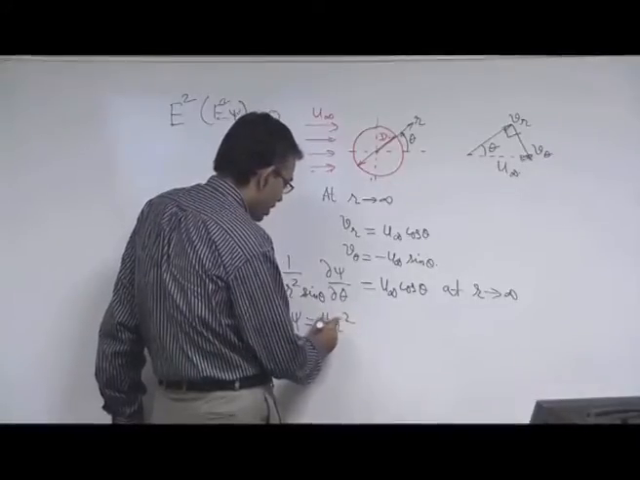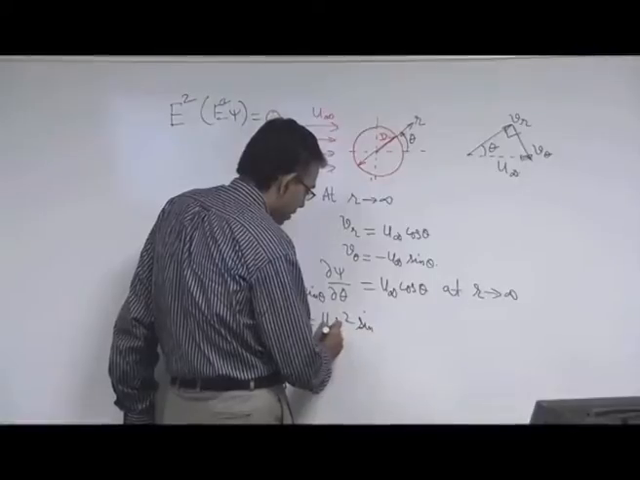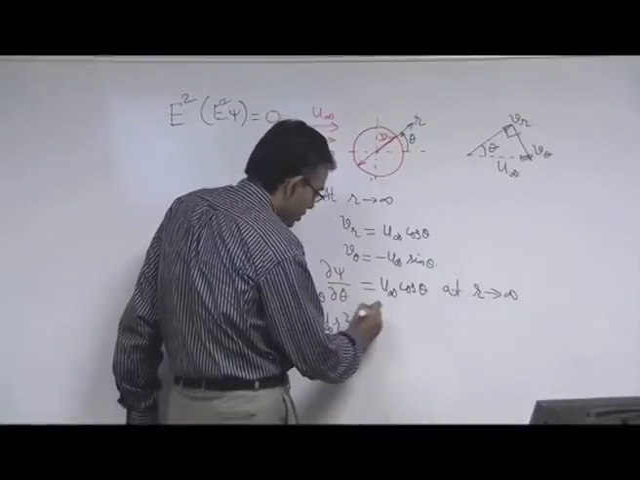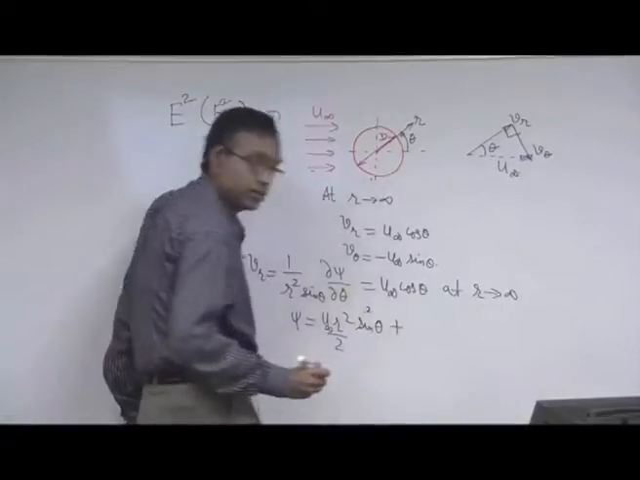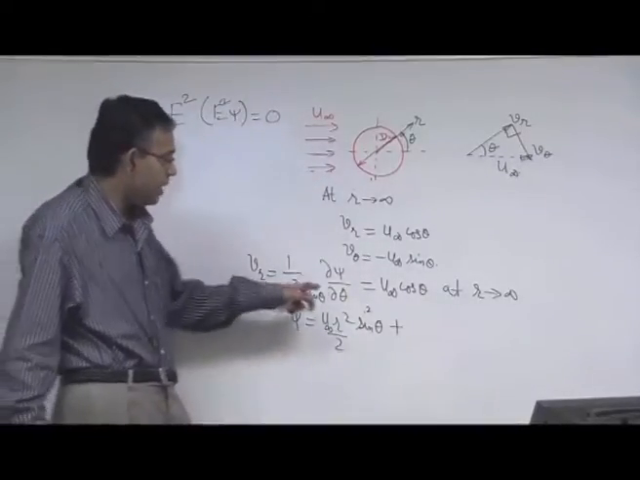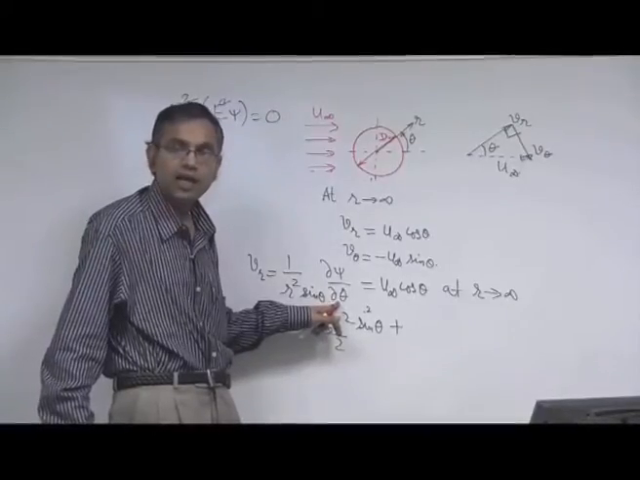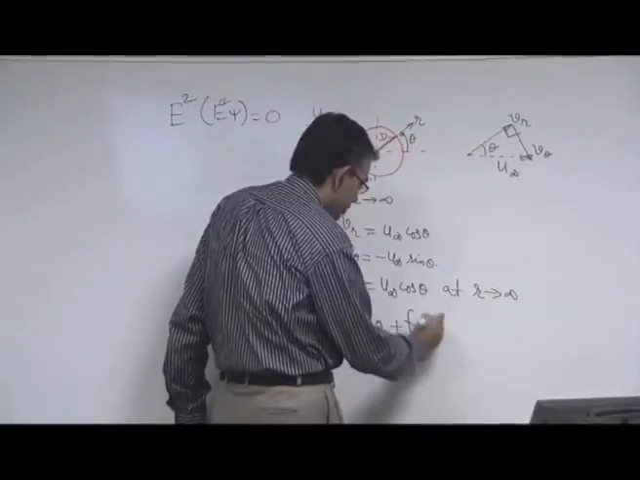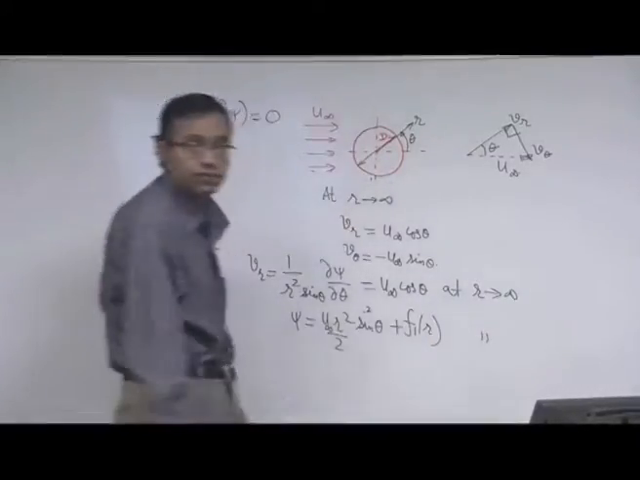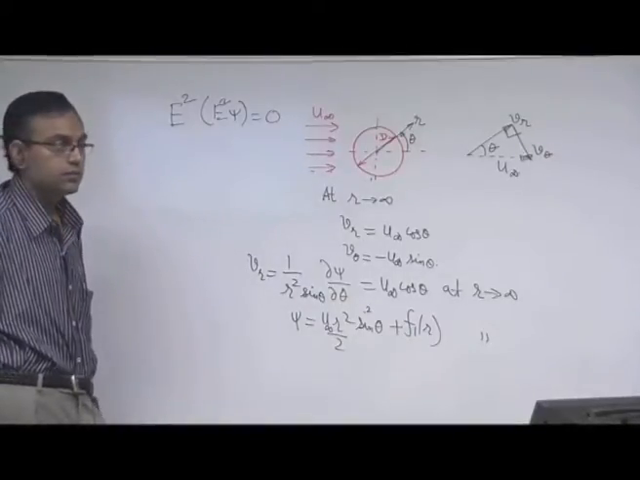So that means u infinity r square by 2 sin square theta plus what? We have partially integrated with respect to theta, so a function of r is like a constant. So, plus a function of r. Remember, this is at r tends to infinity.